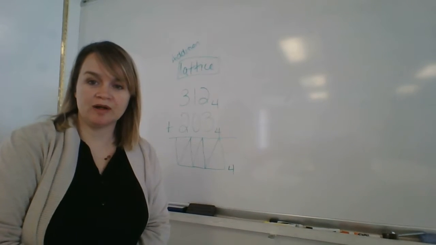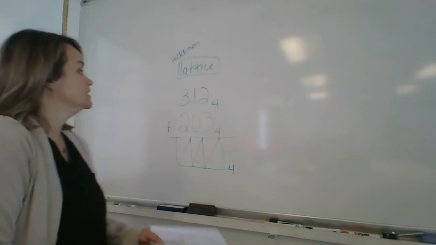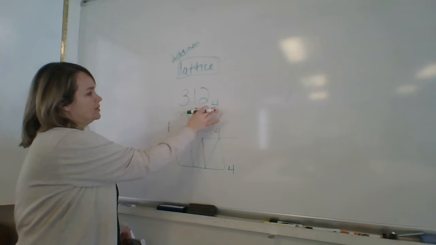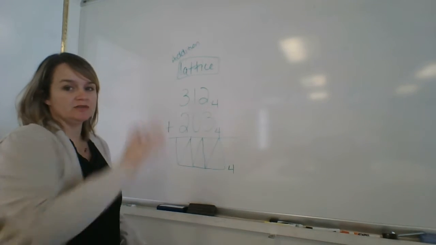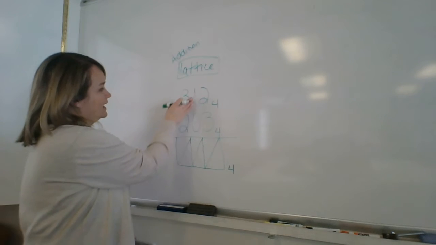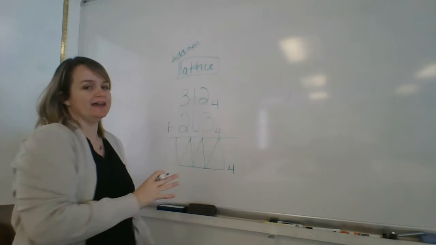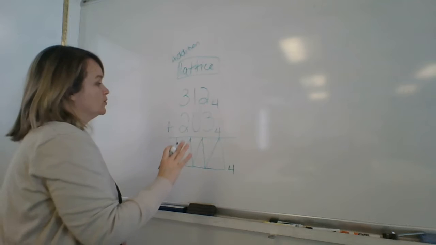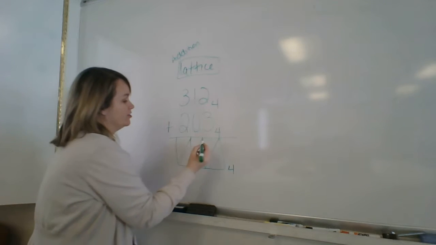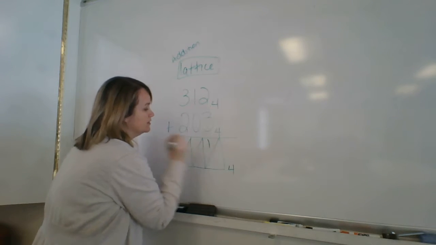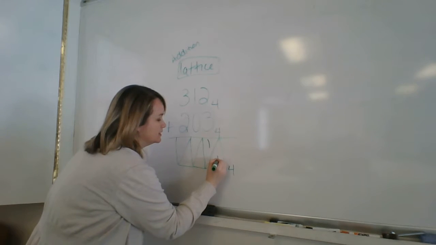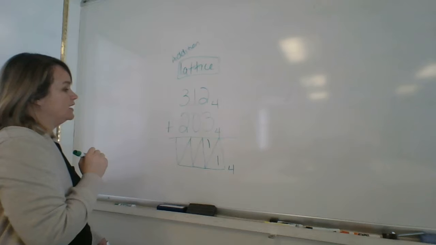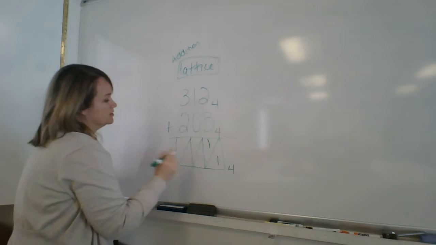Now I'm going to show you a problem using the lattice method. So we have 312 base 4 and 203 base 4. So what we're going to do is add straight down. So we have 2 plus 3 is 5, but we're in base 4. So we can take one 4 out of your 5, bring it up here. And 5 minus 4 is 1 left, so you put that down here.